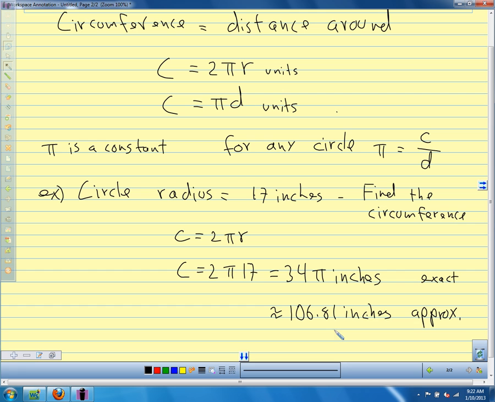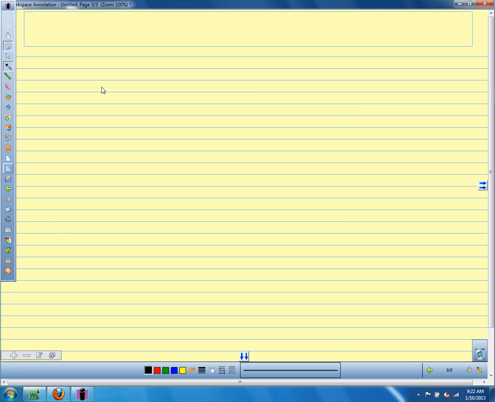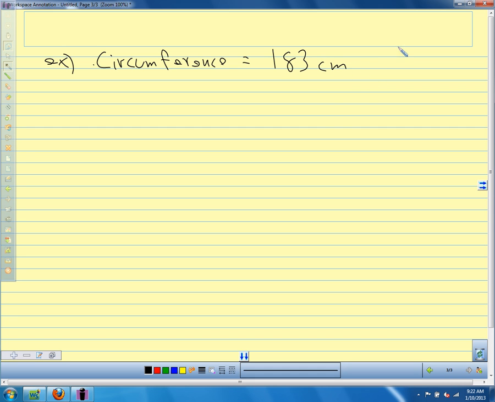Let's look at an example where we go the other way, where we know the circumference and we want to find the diameter or the radius. So let's say the circumference equals, and I'm just making this up, 183 centimeters. We want to find the radius of this circle.